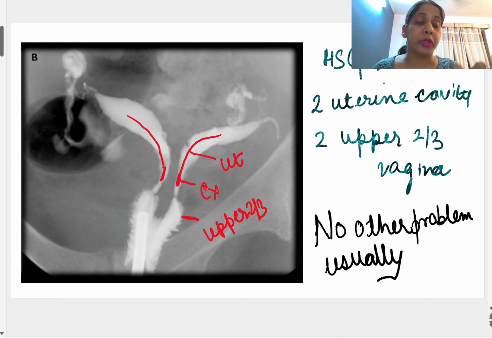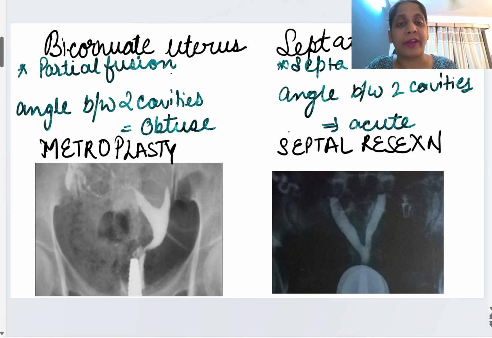Its transverse diameter has reduced, goes to half, right? So that's why transverse lie is not there, and usually this anomaly doesn't require any surgery or any treatment. We only find this as a coincidental finding.